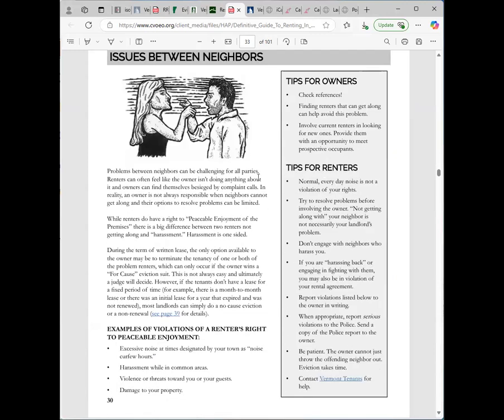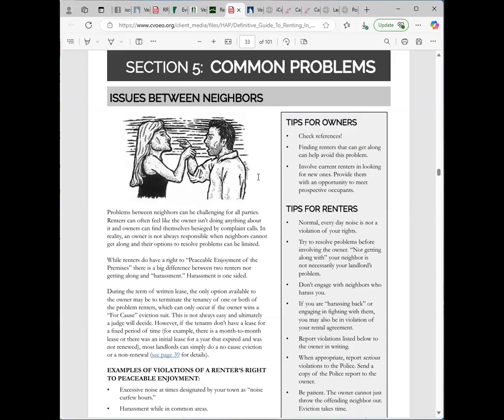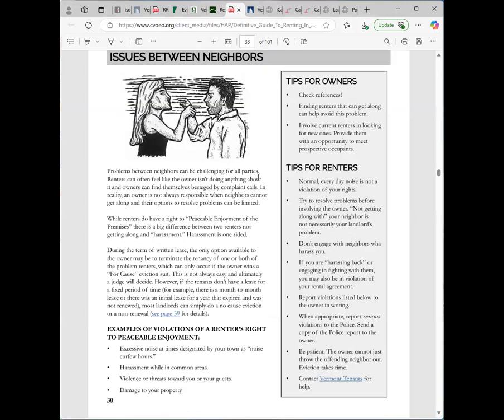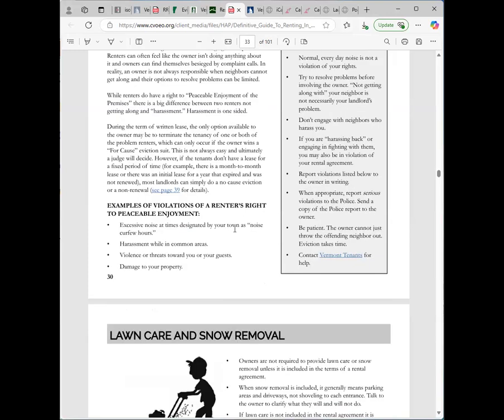So you want to make sure you're all creating an environment of safety and of quiet enjoyment. In this case, Vermont calls it peaceable enjoyment. So they're talking about a few examples of violations of a renter's right to peaceable enjoyment, including excessive noise at times designated by your town as noise curfew hours. This is also known as a noise bylaw. Harassment while in common areas, violence or threats towards you or your guests, or damage to your property. Very good that they go into this.